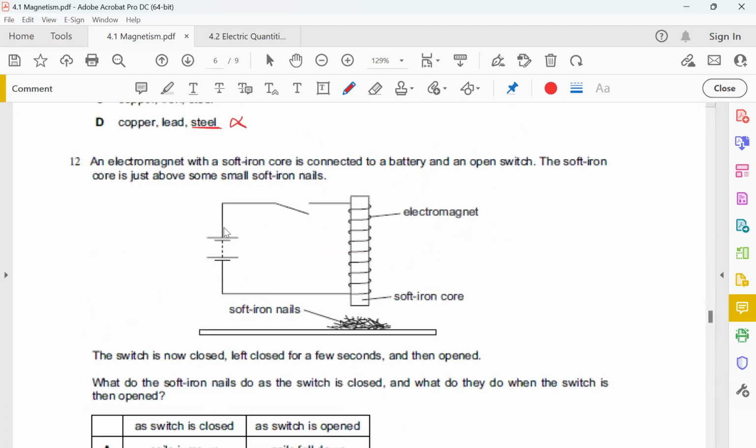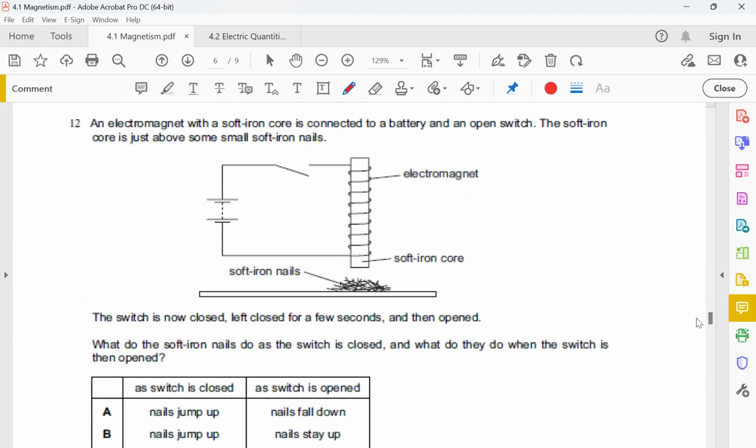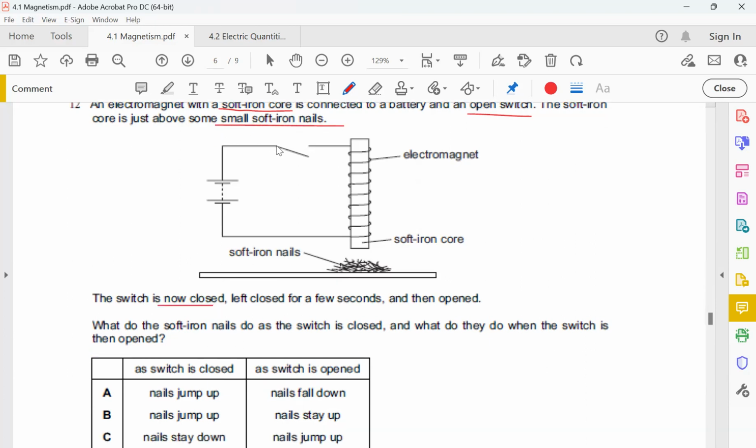Then after that, this one here is actually one of my favorites, because I realized that especially the Chinese educated students will always get this wrong. It says that an electromagnet with a soft iron core is connected to a battery and can open a switch. The soft iron core is just above some small soft iron nails, right? The switch is now closed. Closed means to say it's like this. Left closed for a few seconds and then open. What do the soft iron nails do as the switch is closed, and what do they do when the switch is open?